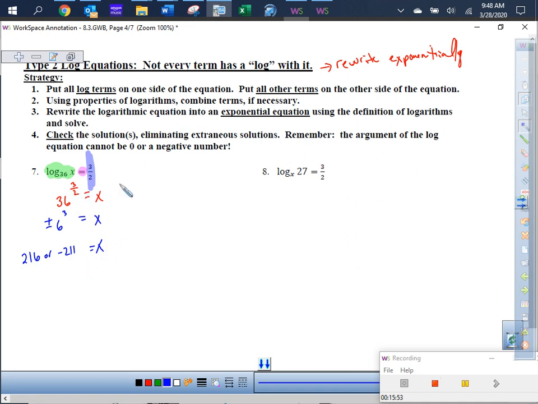And we have to go back and check to see if there are any extraneous answers. What are you checking for? If the argument is positive. If it's positive, you're good. If it's not positive, you're not good. So putting 216 in here, that'll give us a positive argument. Putting in negative 216, nope, can't have a negative argument. So the solution to this logarithmic equation is just 216.